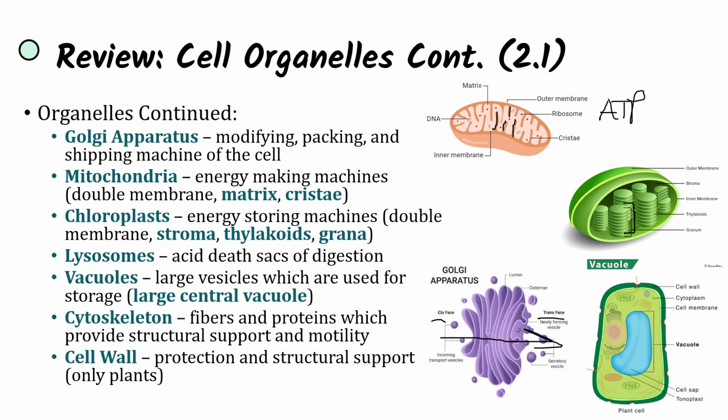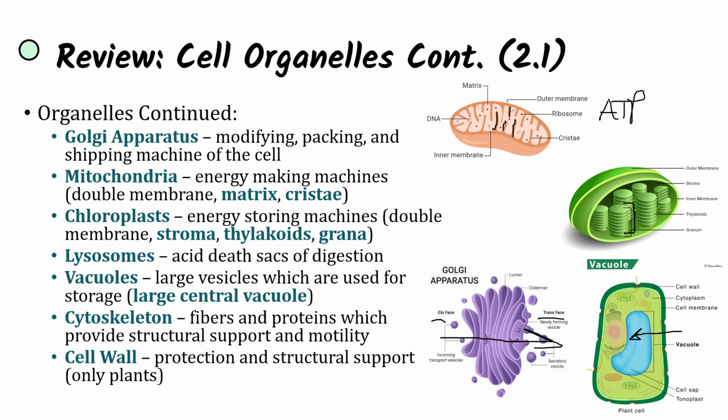Next up, we've got lysosomes, which are acid death sacs of digestion. These are going to be used for anything that's old, anything that's broken, anything that's not being used within the cell, so that it can be digested and the parts can be reused for other supplies within the cell. Next up, we've got vacuoles, which are large vesicles used for storage. Now, a vesicle is just a membrane sac, and vacuoles are going to be used for storage most notably within the plant cell, and its large central vacuole, which among other resources is going to store water, which the plant cell needs to keep its shape and also just to have as a resource.